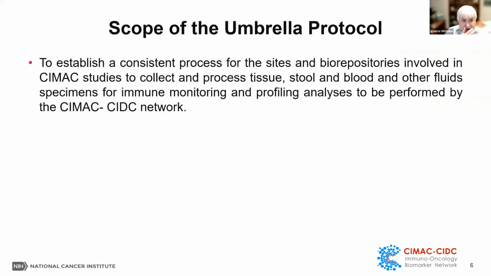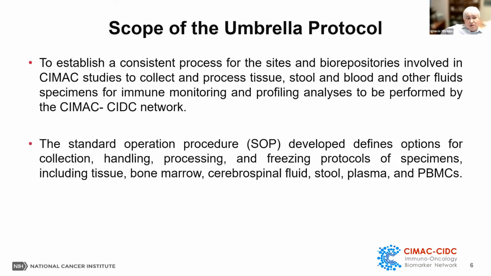So the scope of the umbrella protocol was to establish a consistent process for the sites collecting specimens and the biorepositories involved in the CIMAC study to collect and process tissues, stool, blood, and other fluids, specimens for immune monitoring and profiling analysis to be performed by our network.